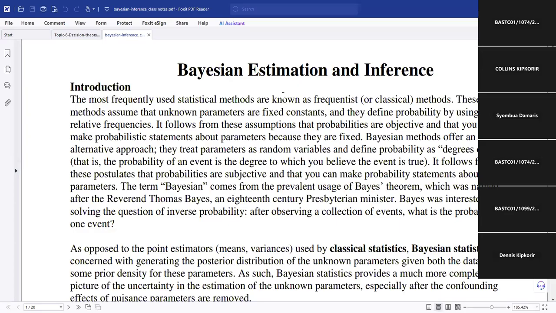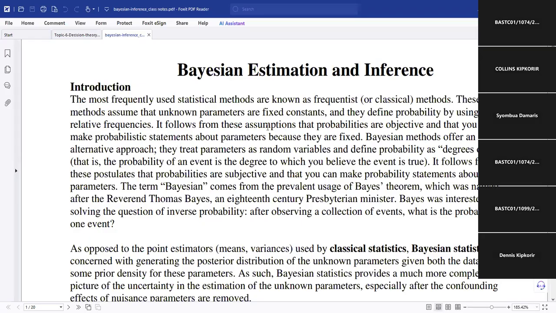But for Bayesian normally it's computing some posterior probability based on some prior known information and a likelihood function. So we get a likelihood function and some prior probability. Then out of that, we get what you call the posterior distribution. So we are saying that here, the most frequently used statistical methods are known as the frequentists, or the classical methods. And these methods assume unknown parameters and fixed constants. And they define probability by using the limiting relative frequencies.